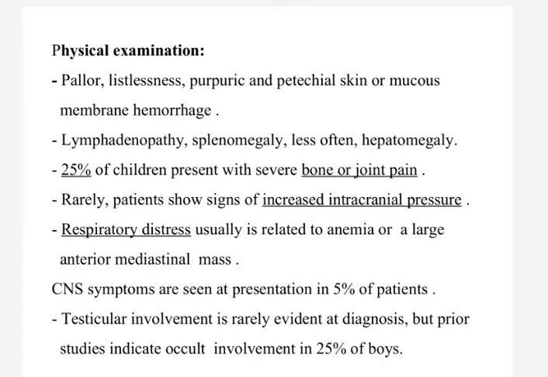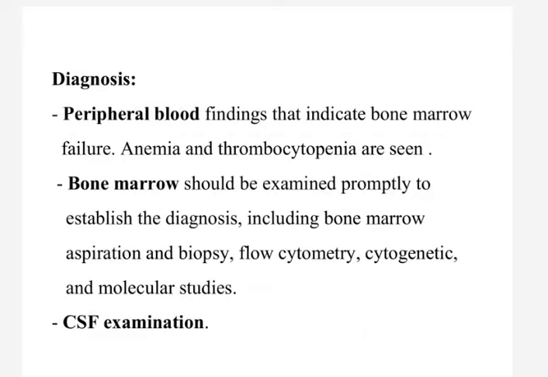Physical examination. Pallor, listlessness, purpuric and petechial skin or mucous membrane hemorrhage, lymphadenopathy, splenomegaly, less often hepatomegaly. 25% of children present with severe bone or joint pain. Rarely patients show sign of increased intracranial pressure. Respiratory distress usually is related to anemia or large anterior mediastinal mass. CNS symptoms are seen at presentation in 5% of patients. Testicular involvement is rarely evident at diagnosis, but prior study indicates occult involvement in 25% of boys.